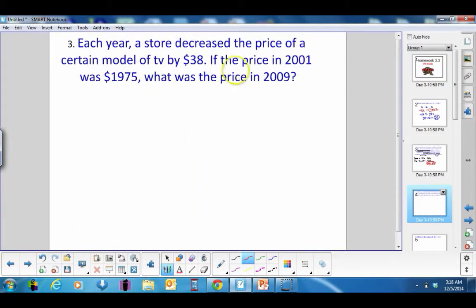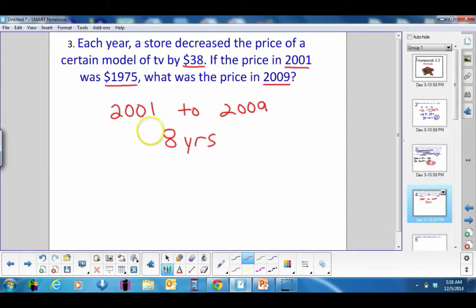Each year a store decreased the price of a certain model of TV by $38. If the price in 2001 was $1,975, what was the price in 2009? Okay, kind of a tricky question. Let's see if we can figure it out. So let's see how many years elapsed from 2001 to 2009. Okay, it looks like it's going to be 8 years, right? From year 1 to year 9, that looks like it's going to be 8 years.